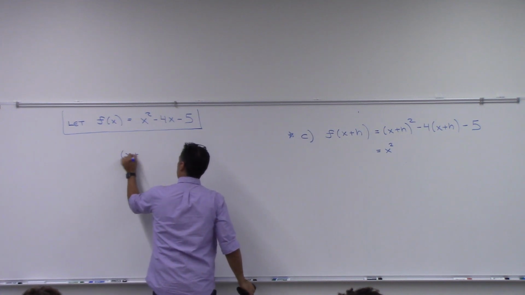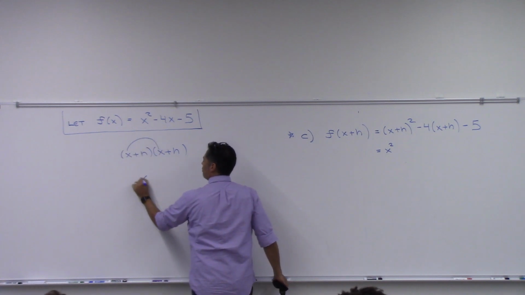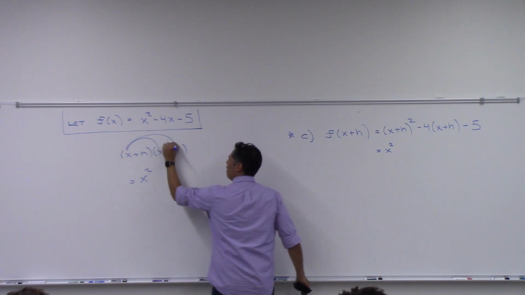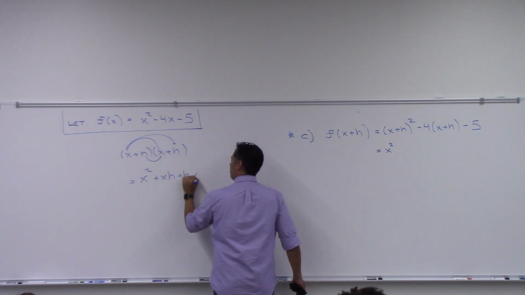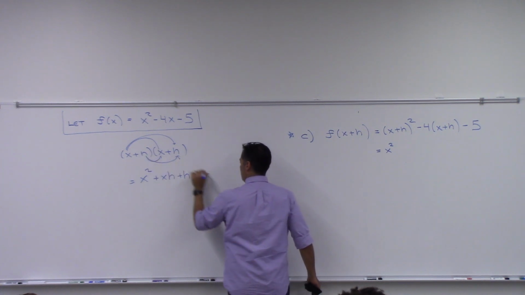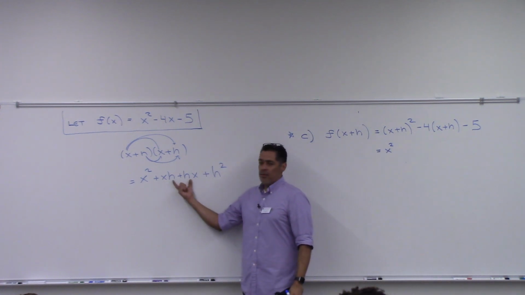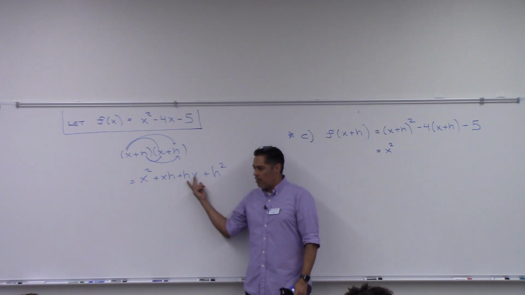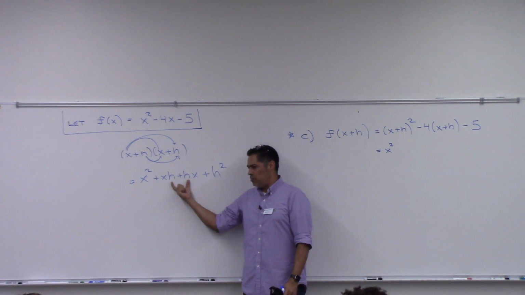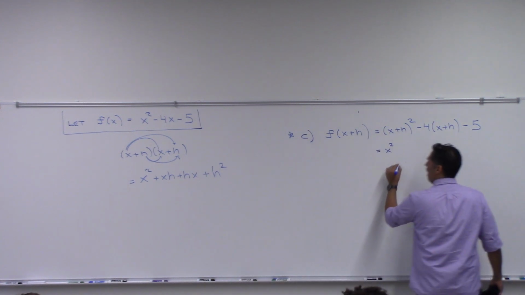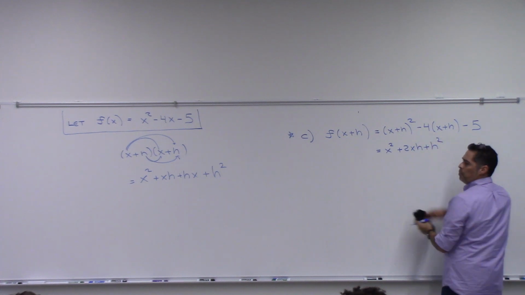I'm doing x plus h times x plus h. So my first multiplication, I get x squared. The second one, I get a plus xh. The middle one, I get a plus hx. And the last one, I get a plus h squared. And these two are the same thing because you can reverse the order. Because it's multiplication, it's called commutative, right? So you can flip it. So you actually have two of those. So that's why I'm going to have x squared plus 2xh plus h squared. That's this part.